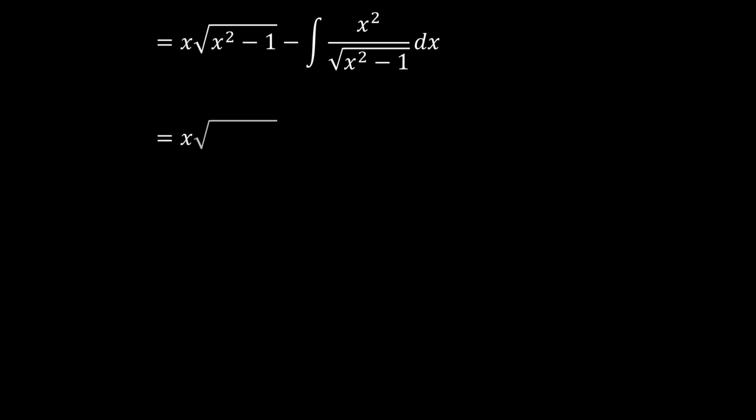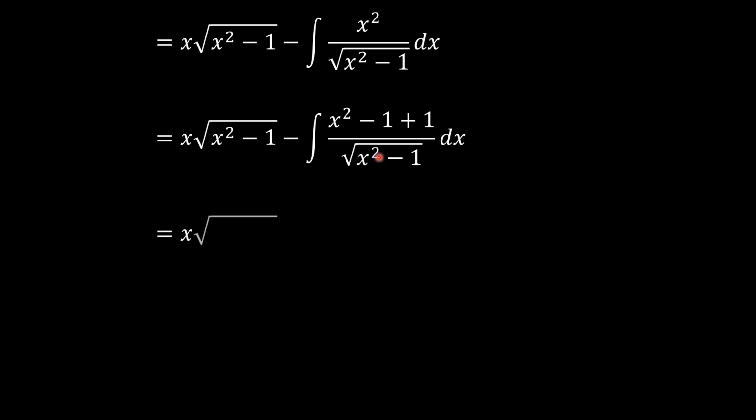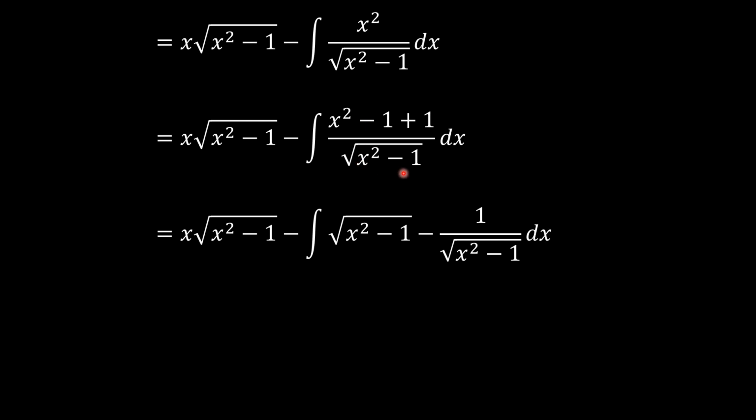And so we can play around with whatever is in the numerator here. x squared is the same as x squared minus 1 plus 1, so that now you have x times the square root of x squared minus 1 minus the square root of x squared minus 1, because this is the same as the square root of x squared minus 1. So one of the square root of x squared minus 1 cancels with whatever is in the denominator, minus this one over the square root of x squared minus 1.